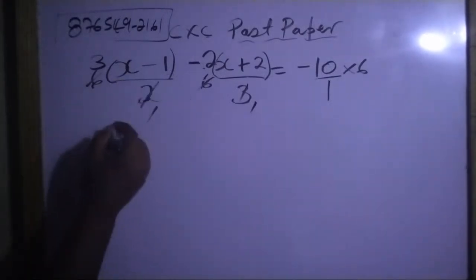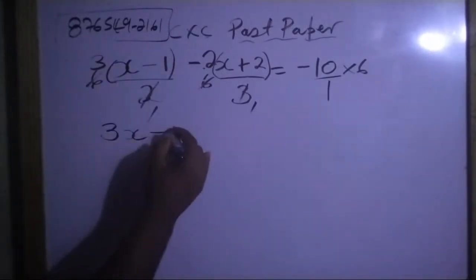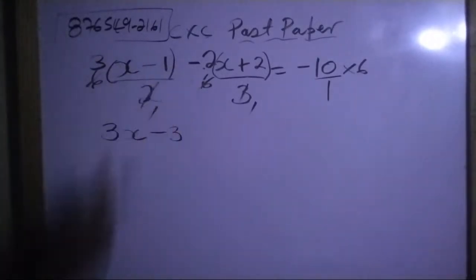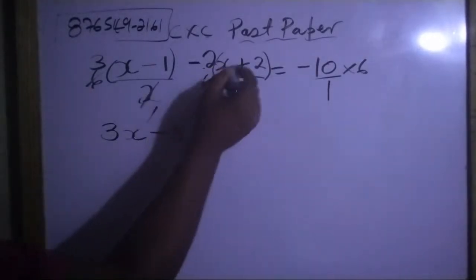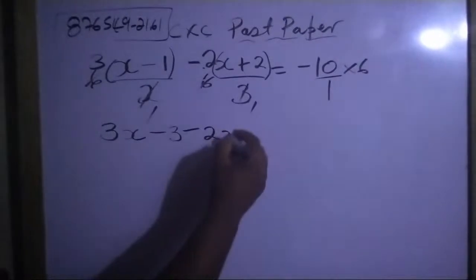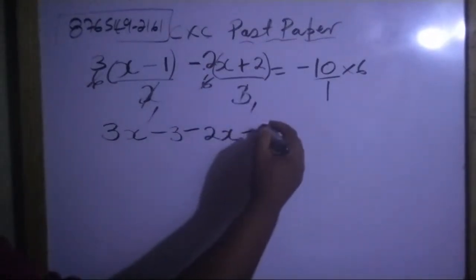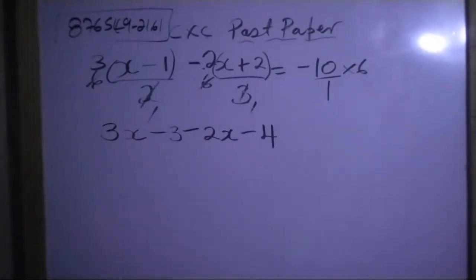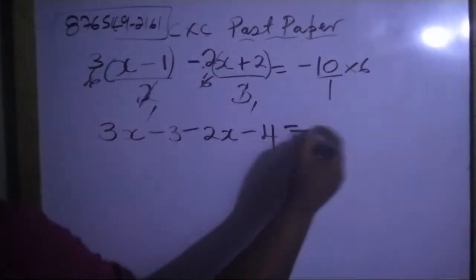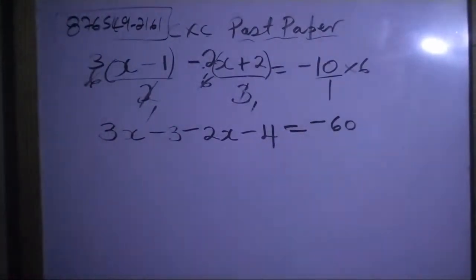3 times x. If you're from Bahamas, big up yourself. 3 times that, negative 3. Right? 3 times 1, negative 3. So now we're going to use negative 2. So negative 2 times x, that's negative 2x. Negative times positive, negative 4. How many persons got negative 4 this one? If you don't get negative 4, you're going to throw off your answer. So negative 10 times 6, that's negative 60.